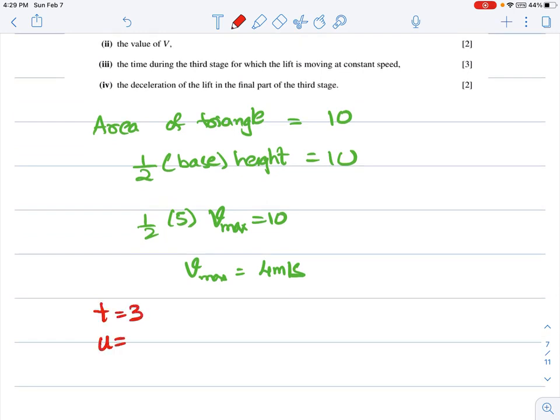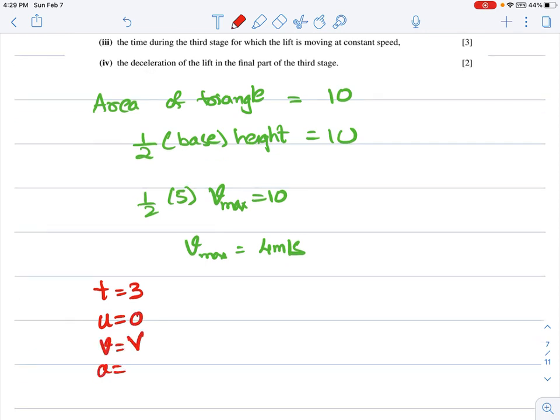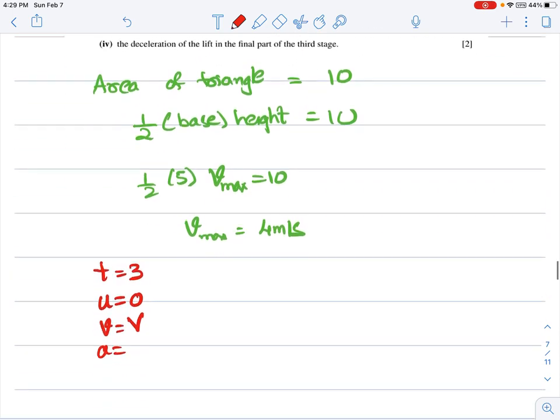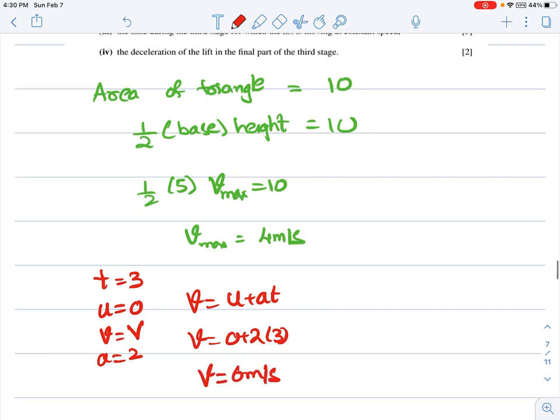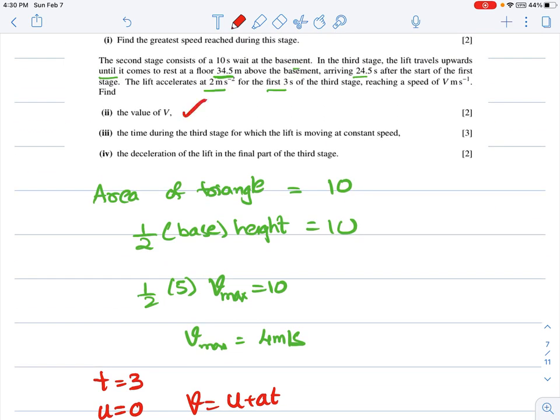Initial velocity, it was starting with the velocity 0, and final velocity is v, and acceleration is given as 2. So I can find the v value. V is equal to u plus at. So v is equal to 0 plus 2 times 3. So I get v is equal to 6 meters per second. As simple as that. Find the value of v, 2 marks, I got it.